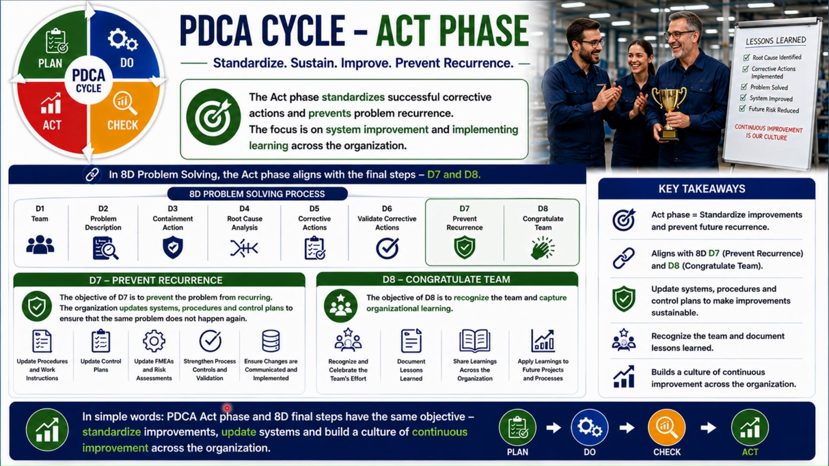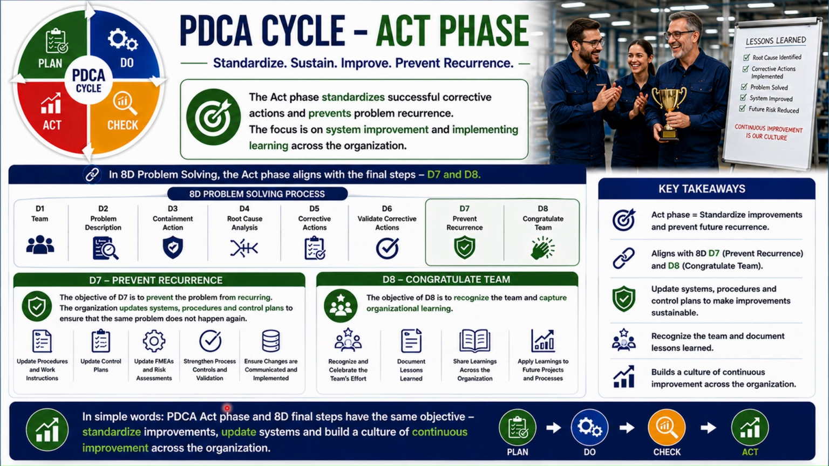Now let's see how the ACT phase of the PDCA cycle connects with the 8D problem-solving methodology. The ACT phase is where successful corrective actions are standardized and the organization takes steps to prevent the problem from recurring. The focus of this stage is to strengthen the management system by embedding the improvements into everyday operations and capturing valuable organizational learning. When we compare the PDCA cycle with 8D problem solving, the ACT phase aligns primarily with D7, prevent recurrence, and D8, congratulate the team.